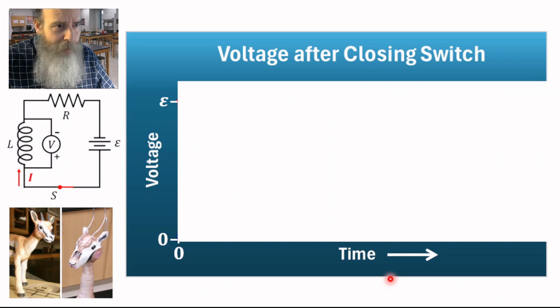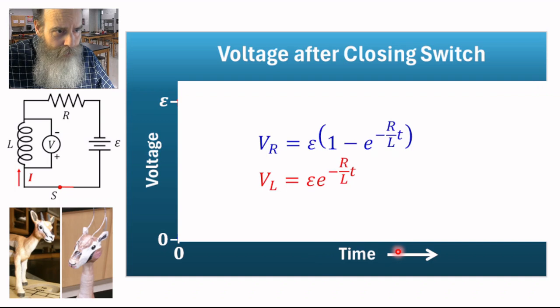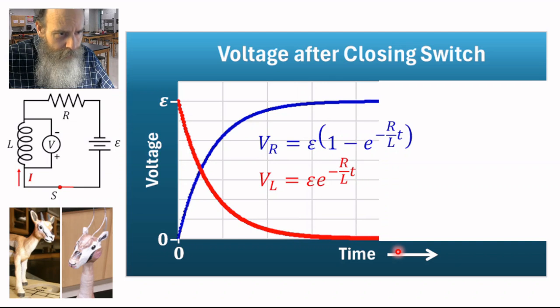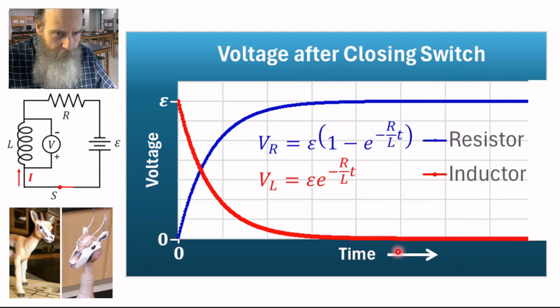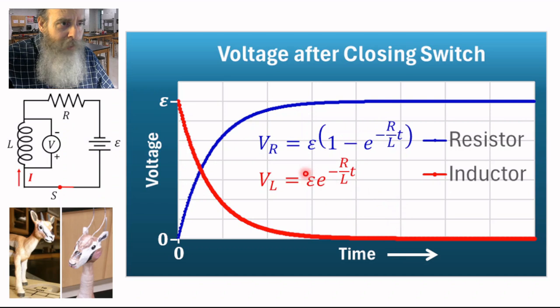Let's look at a graph of voltage versus time. Here's voltage on the vertical axis, time on the horizontal axis. Let's see what we get. So blue is the resistor voltage, red is the inductor voltage. Inductor voltage starts at E. There was a voltage spike. It went from 0 up to E when the switch was first closed. And then it decreased exponentially to 0.